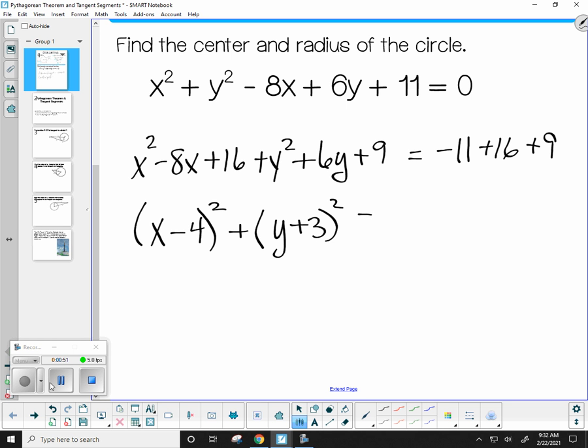So when I combine my like terms over here, I get 14. So then my center is at positive 4, negative 3. And the length of the radius is the square root of 14.